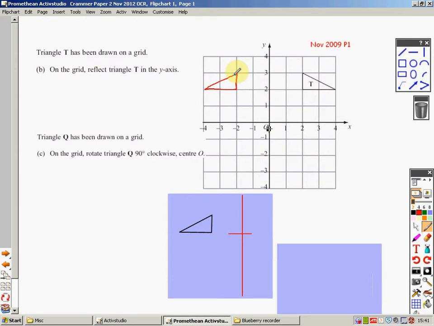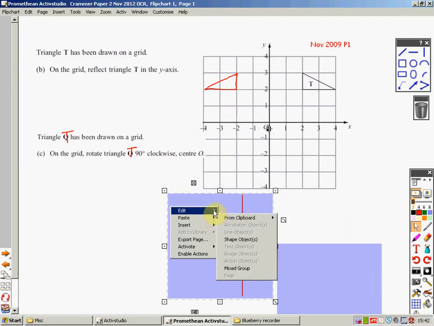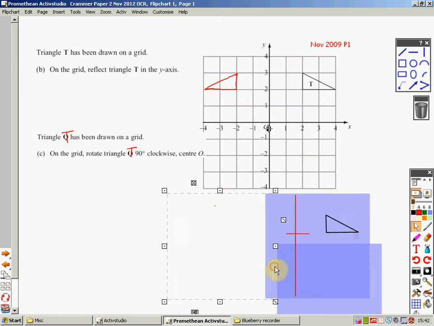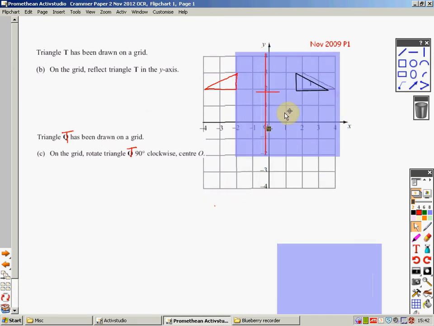The second bit says triangle Q has been drawn on a grid. On the grid, rotate triangle Q 90 degrees around the centre O. Unfortunately, they haven't drawn Q on this grid for me, so we'll use triangle T again. So rotate triangle T. I'm going to go back to the start, so I've got my tracing paper again. I'll flip it back to the way it originally was. Edit, flip in the y-axis. Right, we're back to where we started, and we're going to line it up over there.